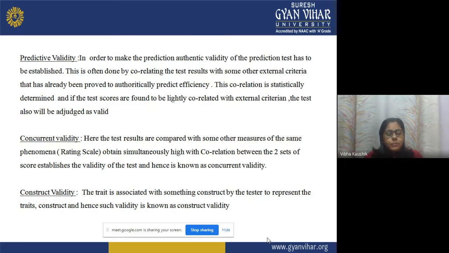Construct validity. Now, the trait is associated with something constructed by the tester, that means the maker who is making the test, to represent the traits. If we are developing or framing a test to measure intelligence, then the trait will be intelligence. To represent the traits, we construct the test, and hence such validity is known as construct validity.